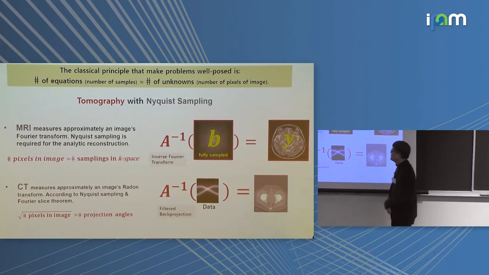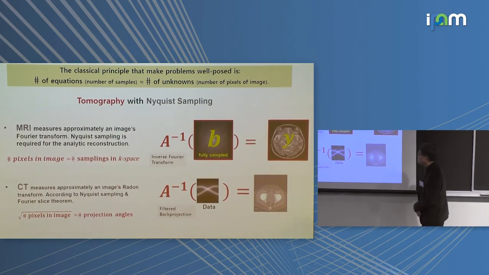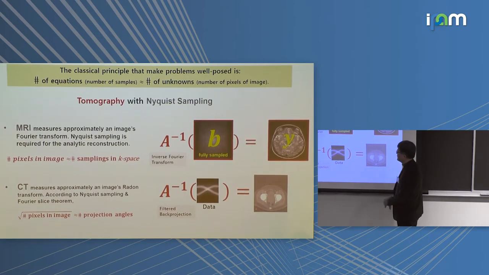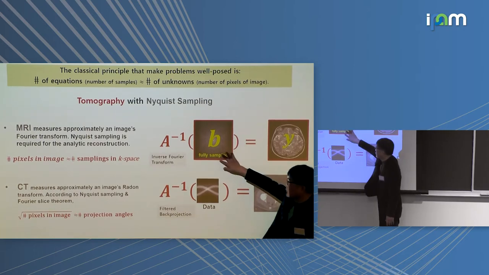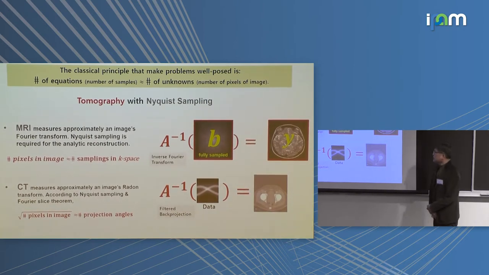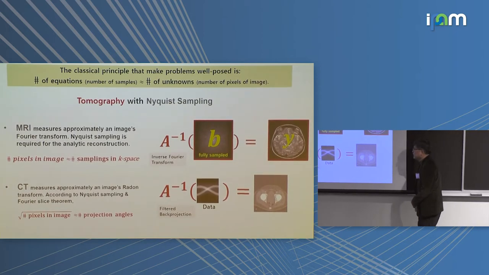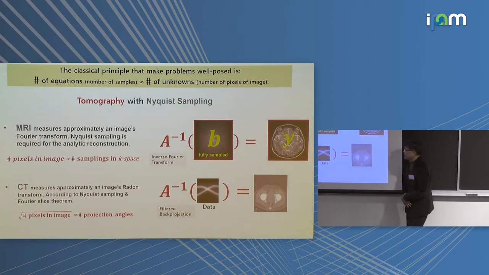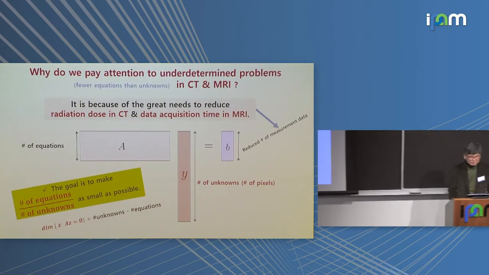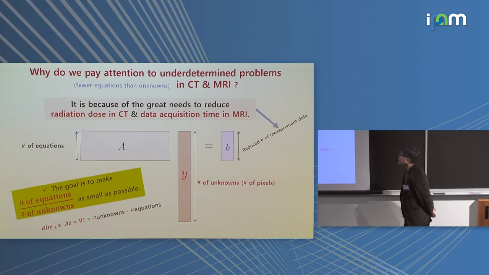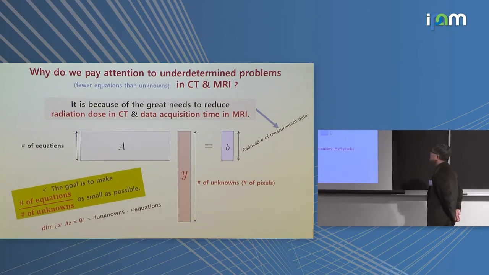This is the MRI case, and this is the CT case. MRI measures the image's Fourier transform. Nyquist sampling is required for analytic reconstruction. The number of pixels in the image is approximately equal to the number of samples in k-space, the Fourier domain. And CT measures the image's Radon transform. According to Nyquist sampling and the Fourier slice theorem, the square root of the number of pixels in the image is approximately equal to the number of projection angles and detectors. Then the question is: why pay attention to underdetermined problems in CT and MRI?